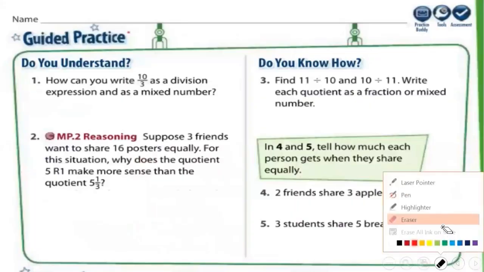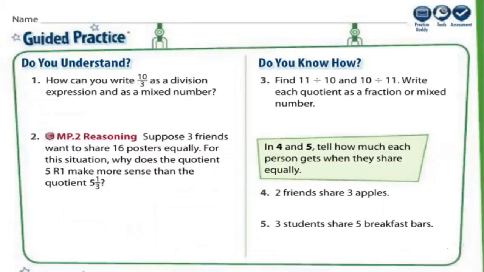In guided practice, how can you write 10 over 3 as a division expression and as a mixed number? As a division expression, it will be easily 10 divided by 3. But for a mixed number, I'm going to keep 3 as it is and count how many 3's are there in 10. It will be 3.